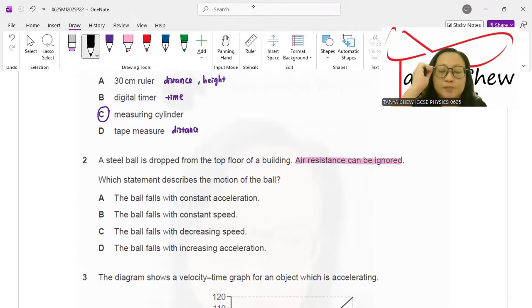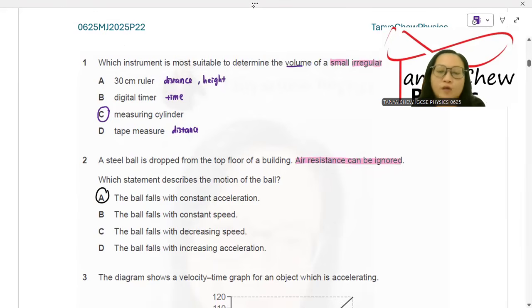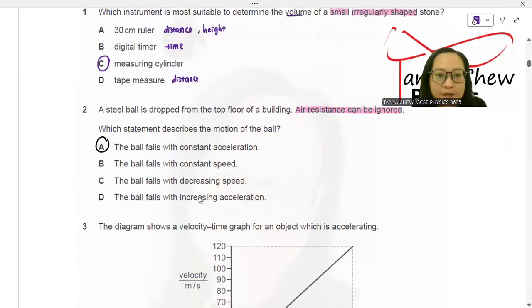When the air resistance is being ignored, you need to understand that the steel ball will fall with the only force that acts on it, which is the gravitational force. The only force that acts on the steel ball is the gravitational force, which gives the steel ball gravitational acceleration. And the value of the gravitational acceleration is constant, which is 9.8. So that is why the ball will fall with constant acceleration. Or you say that the speed of the ball increases constantly, uniformly. That is why the answer is A.